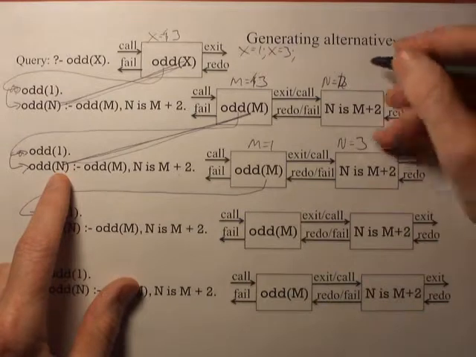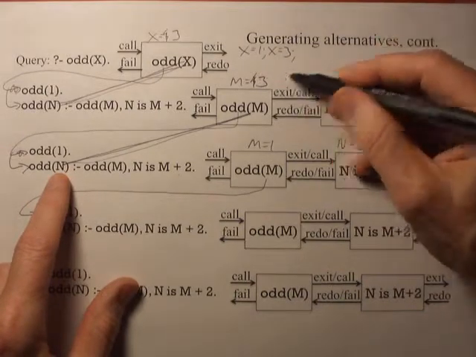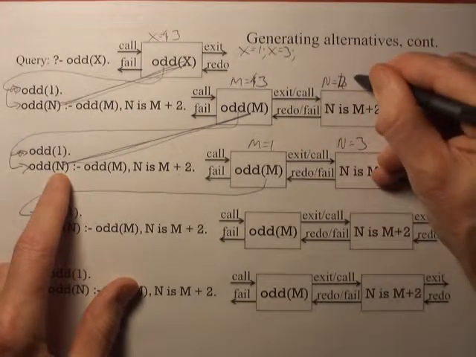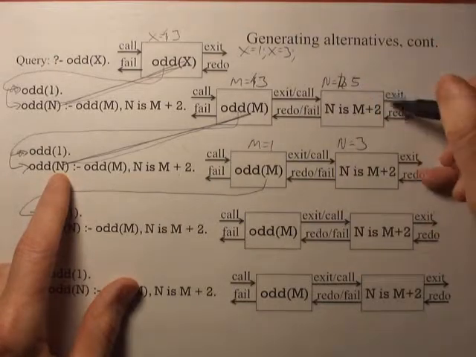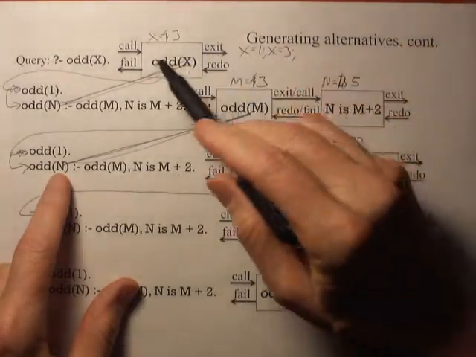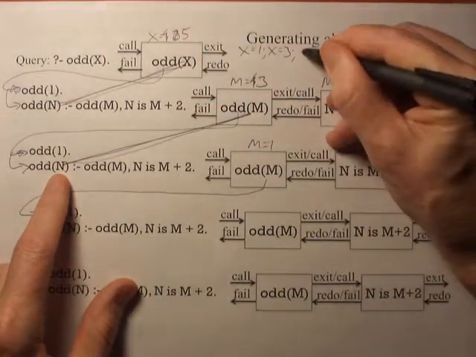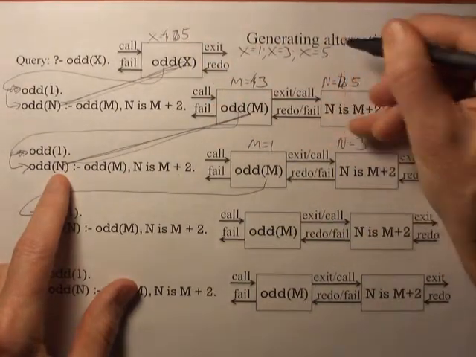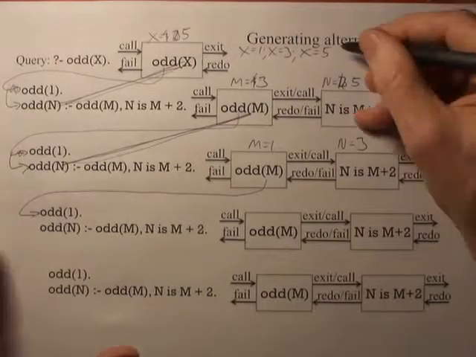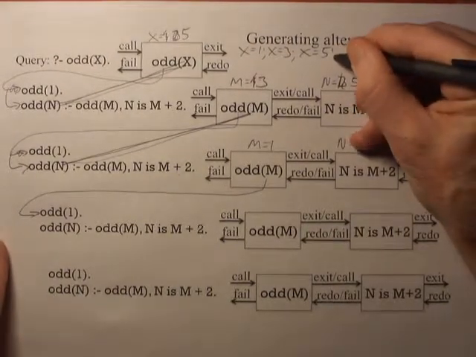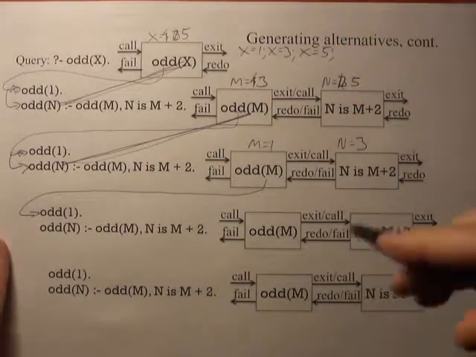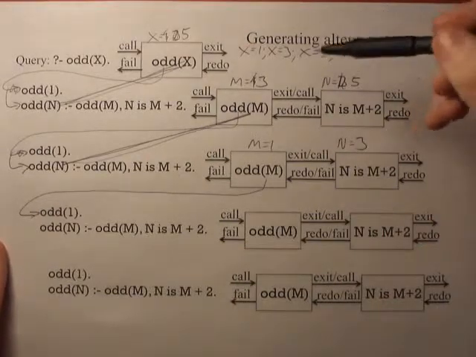So now we say n is m plus 2, m's 3, that makes n 5. We exit here, this instantiates x to 5 up here, the user sees x equals 5. Again, they type semicolon, and the process continues. Let's go through one more round of it.